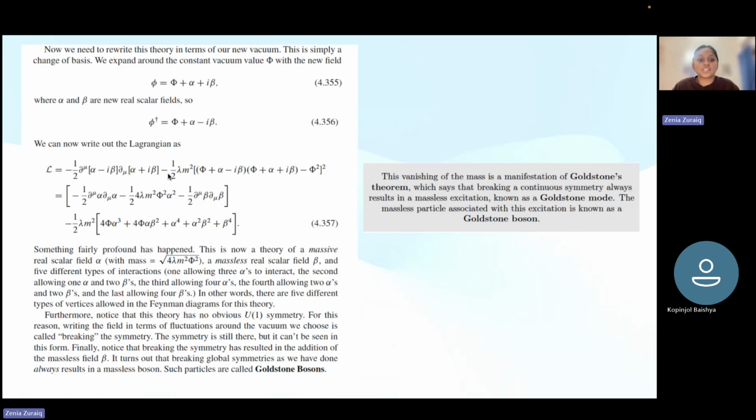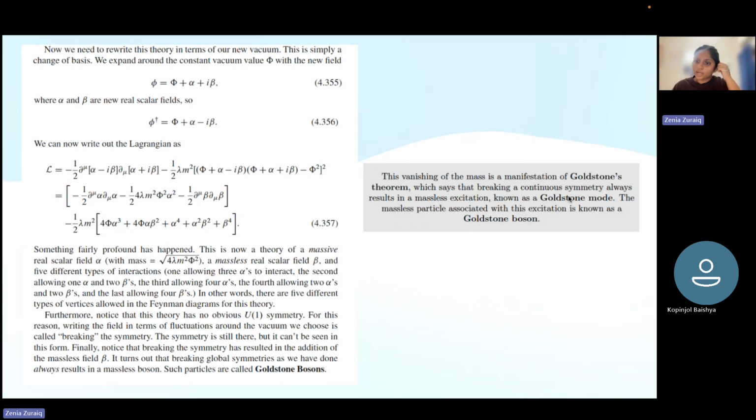But the main point is this: instead of a complex scalar field, where the real and imaginary parts were together, we have now broken it down into two real fields, where one has a mass and the other does not. It turns out that whenever you break a symmetry, this kind of turn is inevitable.